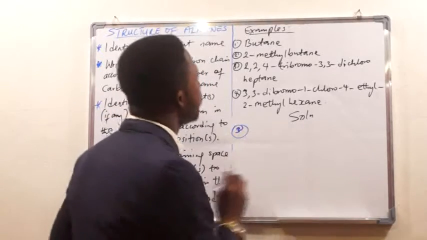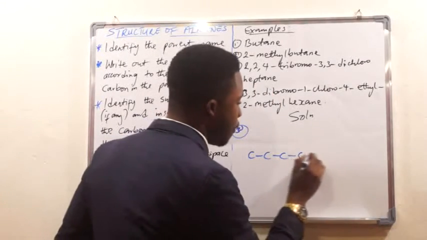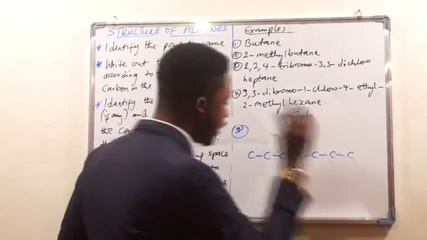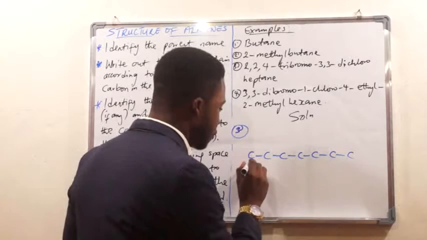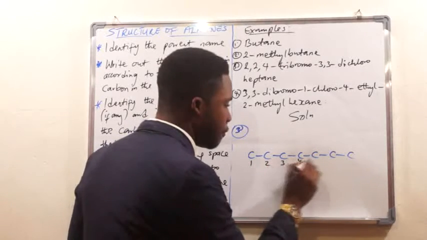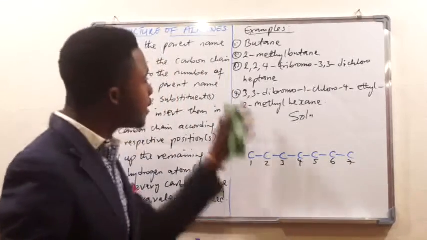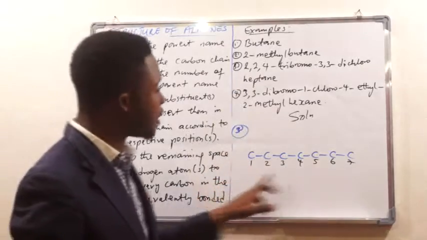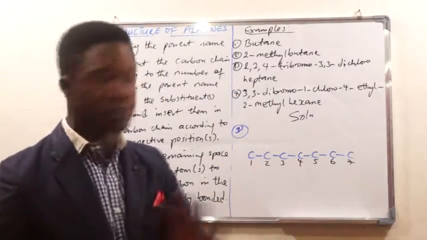Number 3 example. 1, 2, 3, 4, 5, 6, 7. Now again, let this be my carbon 1. I go from left to right: 1, 2, 3, 4, 5, 6, 7. Now in this heptane, the parent name has been identified, the carbons have been written out. Then let's identify the substituents and their positions.